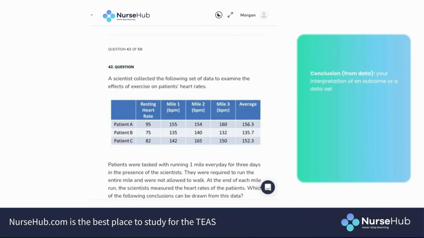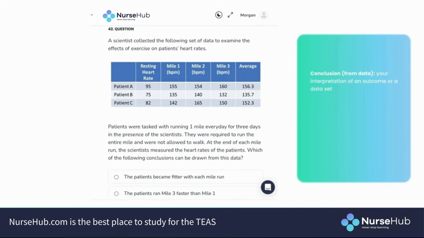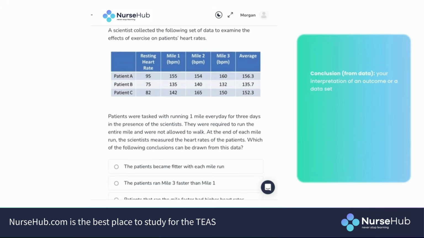All right, a scientist collected the following set of data to examine the effects of exercise on patients' heart rates. Okay, so go ahead and take a moment to just review this table for yourself, and then we'll talk about it in a moment.